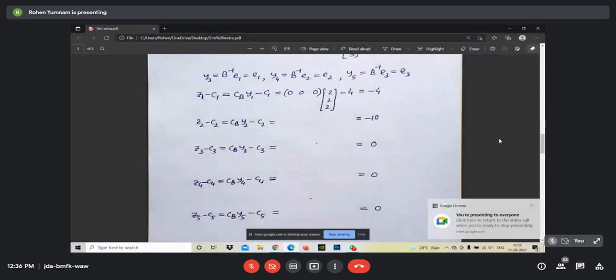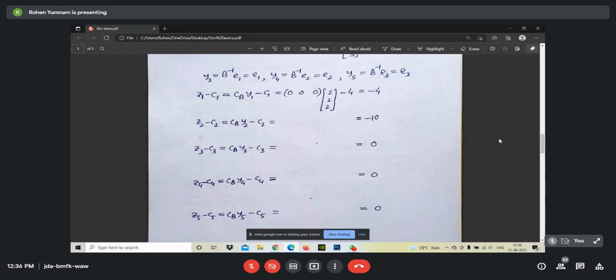And then Z1 minus C1. Z1 is nothing but CB Y1, then minus C1. CB is 0, 0, 0. It is a vector. And Y1 is 2, 2, 2. And C1 is minus 4. This will be 0 minus 4, that is minus 4.